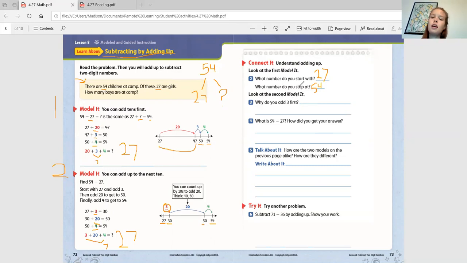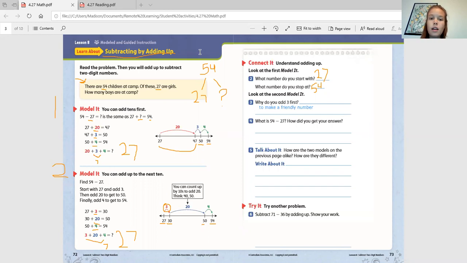Now it's asking us why in the second model did we add 3 first? And we know it's to make a friendly number. I'm going to type that one in because that's a lot of words. To make a friendly number. There we go.